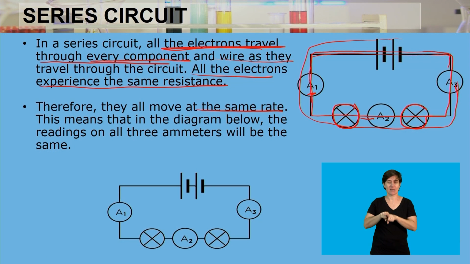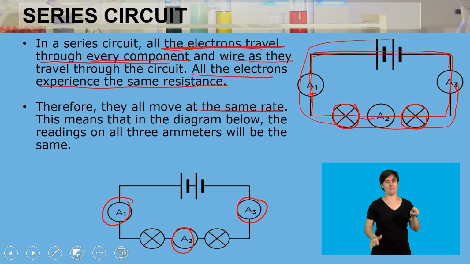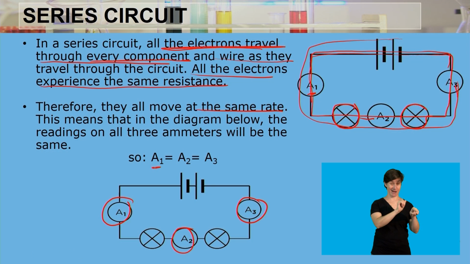This means that in this diagram that we have here, the readings on A1, which is ammeter 1, ammeter 2, and ammeter 3 are going to be the same. So in summary, A1 is going to be equal to A2, and that's also going to be equal to A3. Remember that A is a symbol used for ammeter or for amperes. So we know that our current is measured in amperes with the symbol A. So basically, A also denotes that there is an ammeter connected in this circuit.